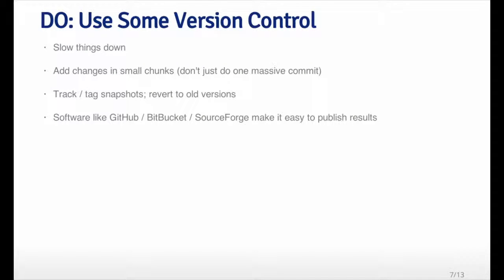Of course, software like Git can be used to track and tag snapshots of the project. You can revert to old versions. All this kind of stuff is pretty standard in version control systems, and so it's useful, if you can, as you're progressing in a project, to add changes in small chunks. So don't just add 100 files at once in a massive commit. But if you can break your analysis down into logical pieces and add them a piece at a time, this will help you in reading the history and understanding what was done in the past.